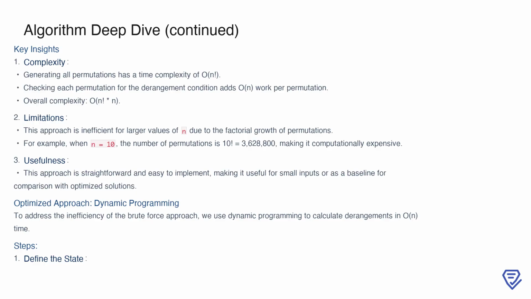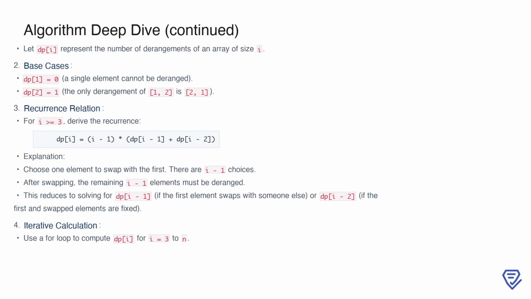Dynamic programming allows us to efficiently compute the number of derangements in O(n) time by leveraging a recurrence relation and avoiding redundant computation. The dynamic programming solution begins by defining the state. Let dp[i] represent the number of derangements of an array of size i.